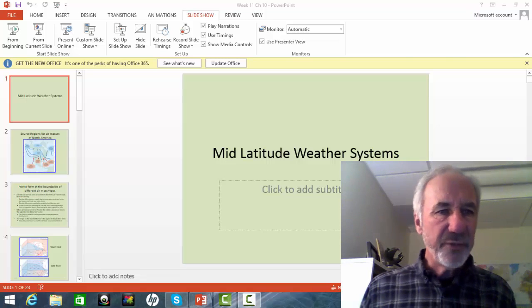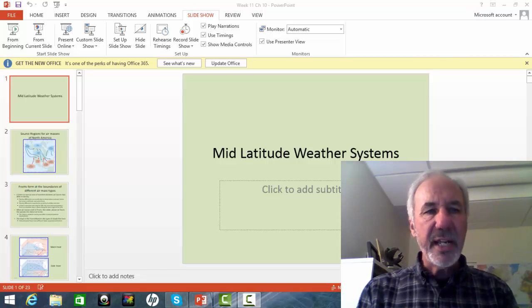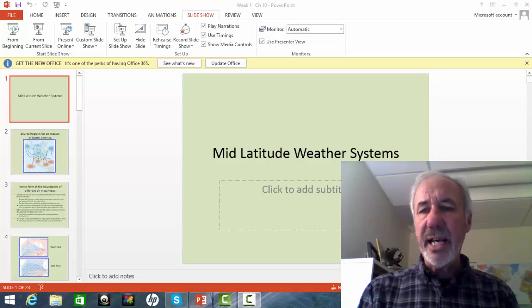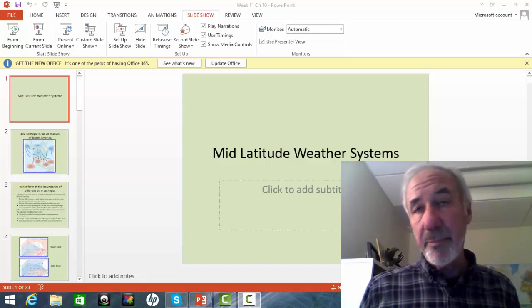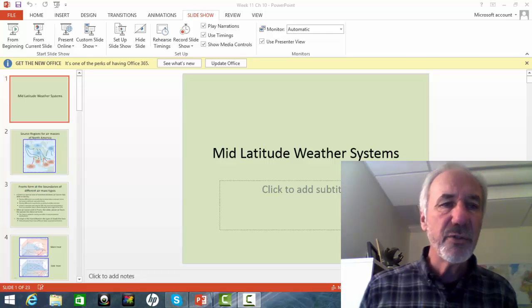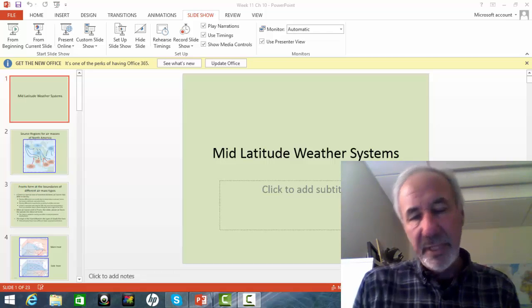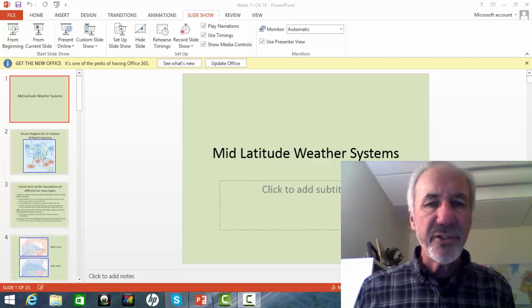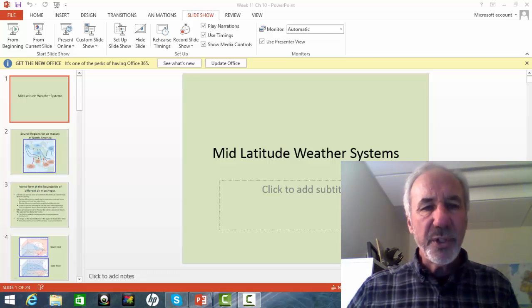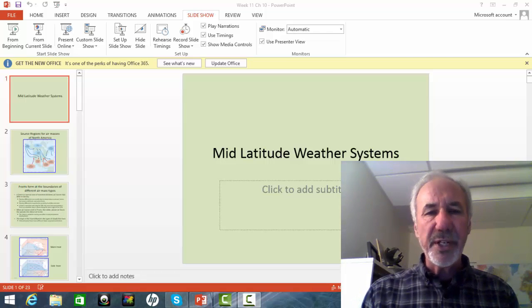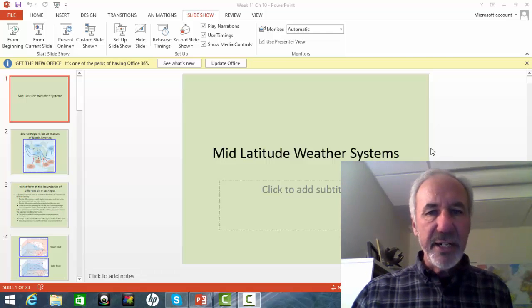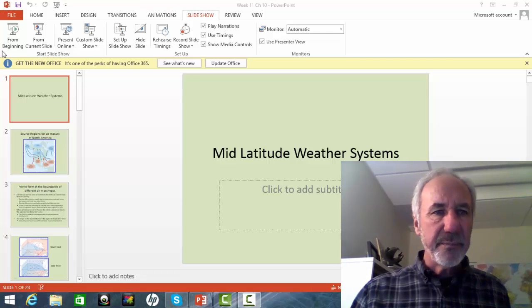Hello, Geography 212 class. This week we're going to be taking a look at Chapter 10, Mid-Latitude Weather Systems. What this chapter looks at: high-pressure systems or anticyclones, low-pressure systems, mid-latitude cyclones, and fronts as well. Toward the end of the chapter, we're going to take a look at certain types of local winds, what we call that. So let's get started here. Mid-latitude weather systems.